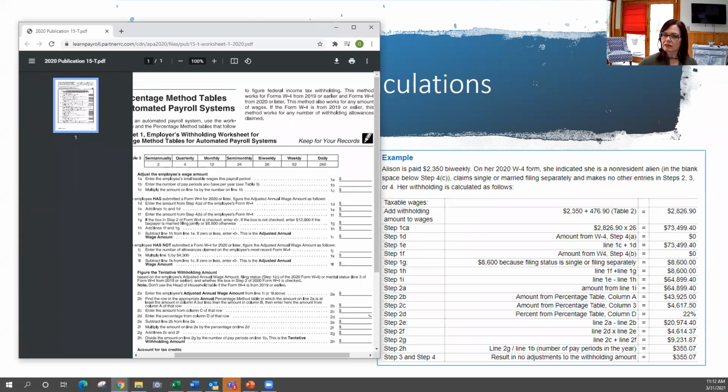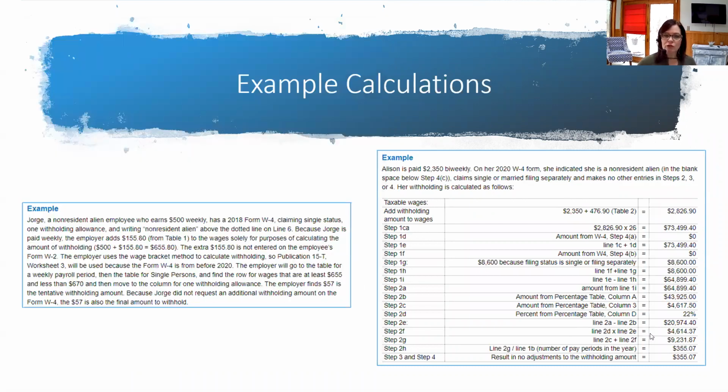Oh, goodness. I don't think I have this pulled up here. But basically, you're going to go to the percentage table and find the amount, excuse me, $43,925 is what the limit is on that. You want to keep your $46,1750 as your amount that gets withheld. And then this next part is the difference between $64,899.40 and $43,925.